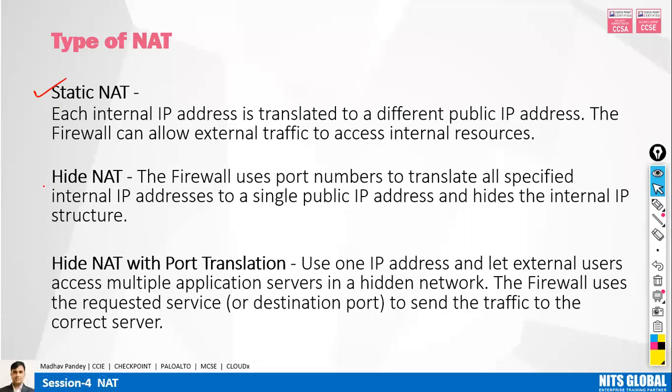Now the next one is hide NAT. What do you mean by hide NAT? The firewall uses port numbers to translate all specific internal IP addresses to a single public IP address, and hides the internal IP structure. So here we call it hide NAT. Similarly, in Cisco we call it dynamic NAT. Cisco में उसी को dynamic NAT के नाम से हम जानते हैं. कैसे?